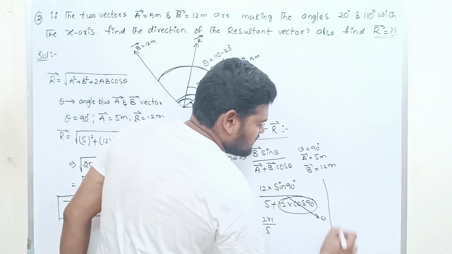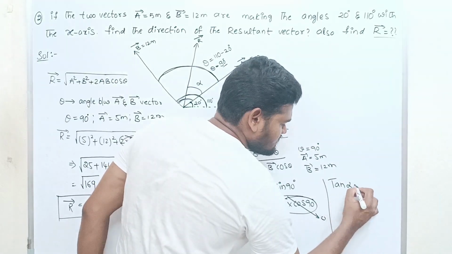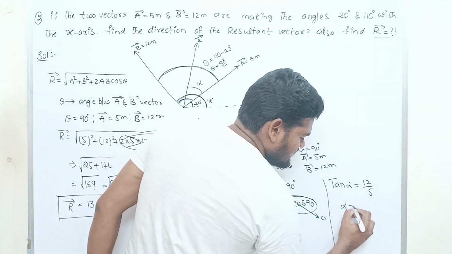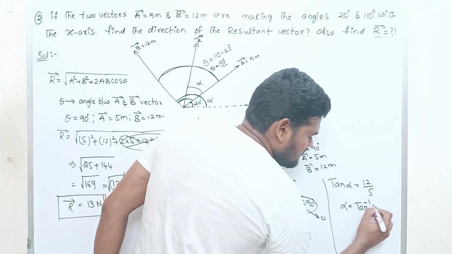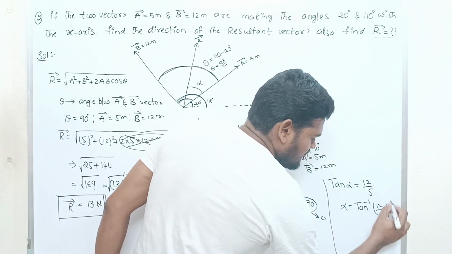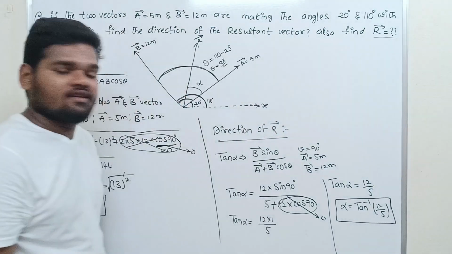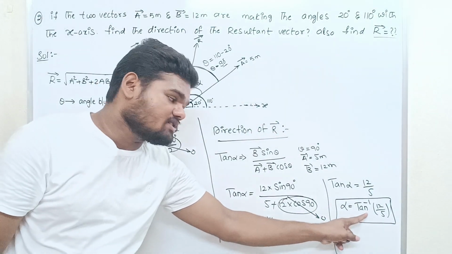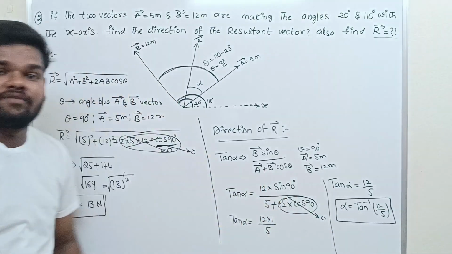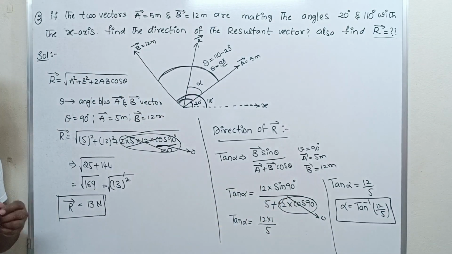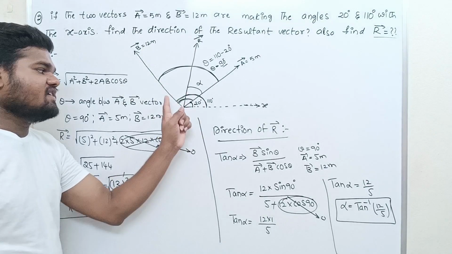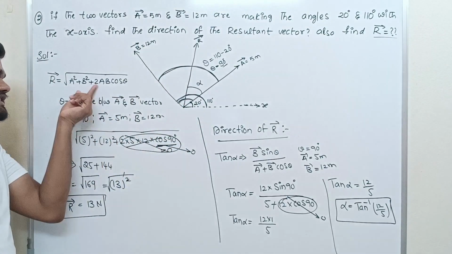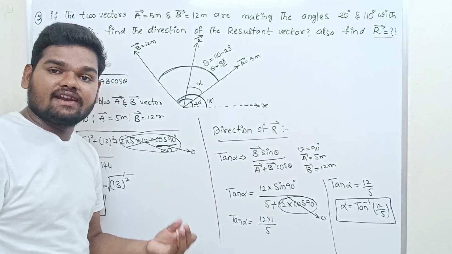So finally we got tan alpha equal to how much? Tan alpha is equal to 12 by 5, and alpha is equal to tan inverse of 12 by 5. So this is the direction of the resultant vector. Are you getting it? Just if you find the angle theta between A bar and B bar vector and substitute in this equation, you will get the answers.